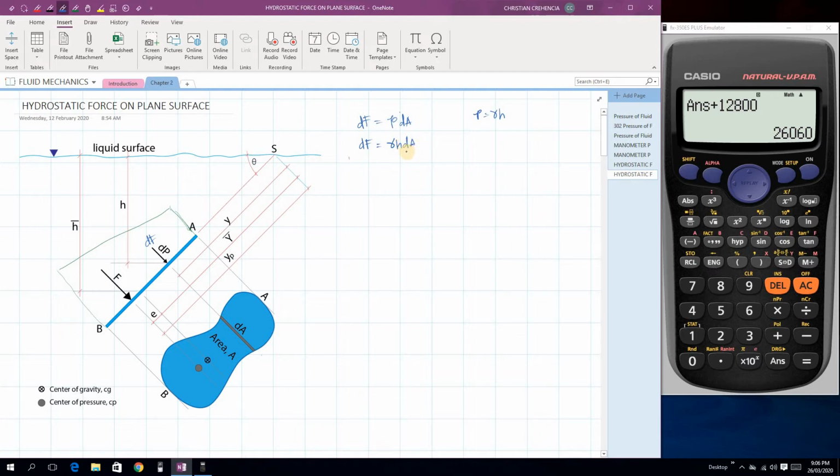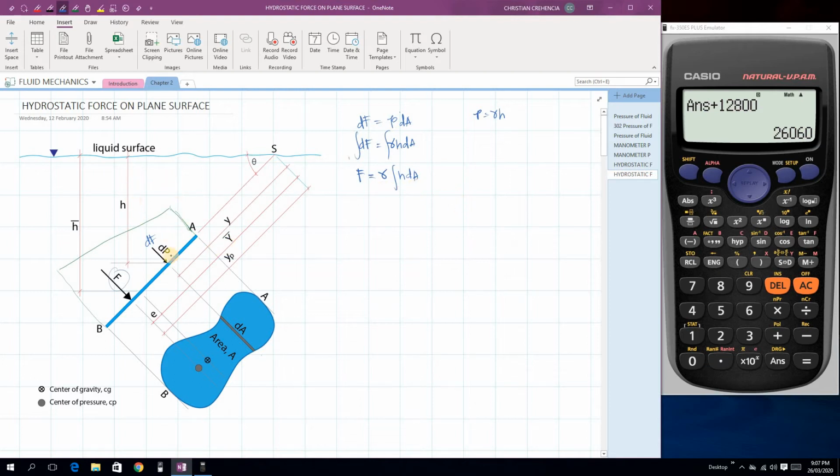So, to get the total hydrostatic force, marami tayong strips. Yung total hydrostatic force F, integrate natin both sides. Pag na-integrate na yung differential force, magiging total force na yan. Then, constant yung ating unit weight, so labas natin to. Unit weight, then the integral of h times differential area.